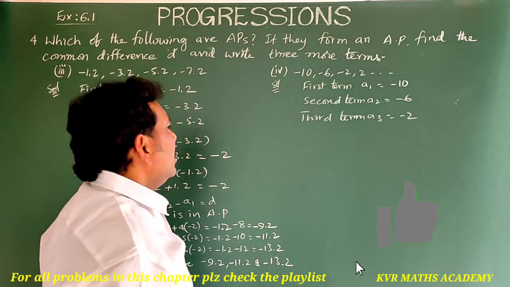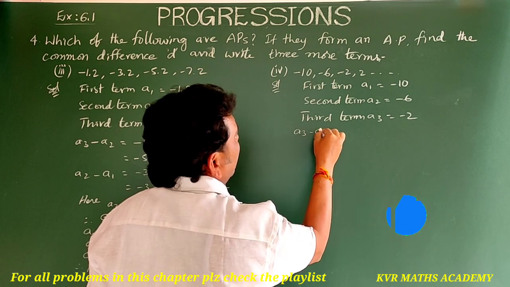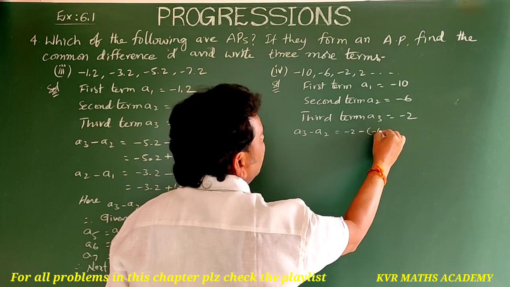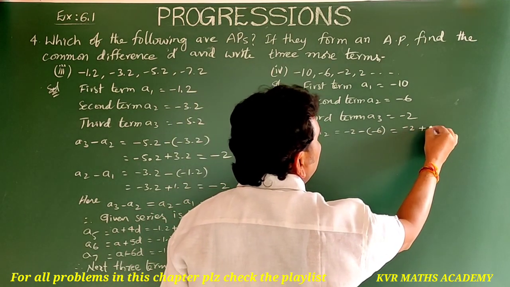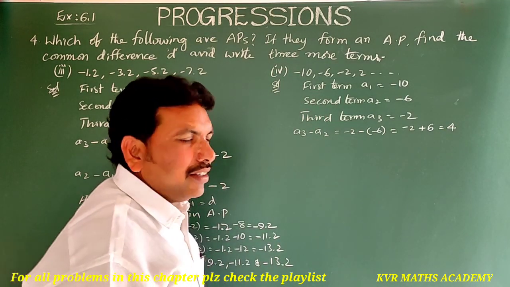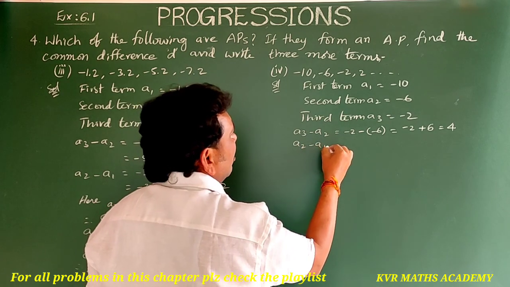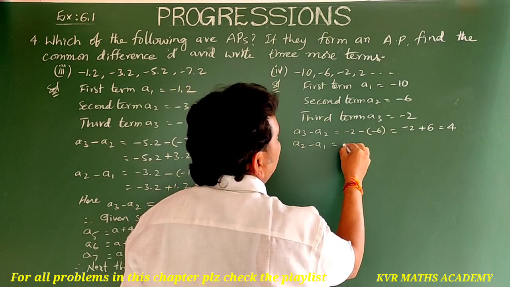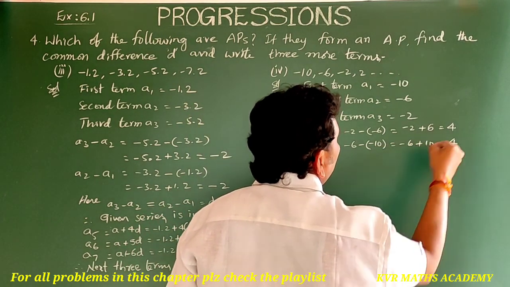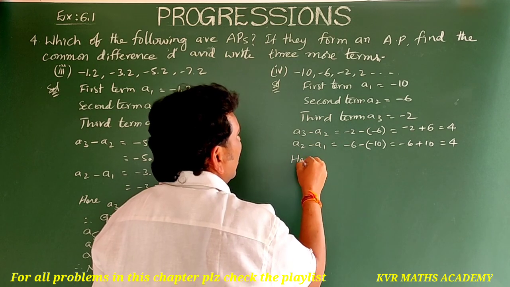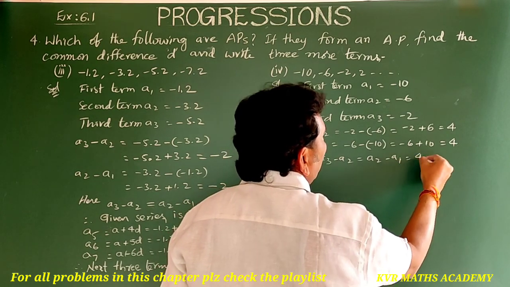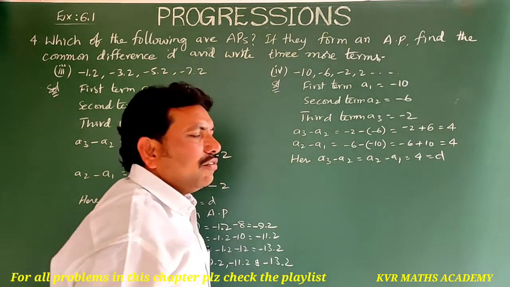Right, let us find a3 minus a2. a3 minus a2 is equal to how much? Minus 2 minus of minus 6. That is minus 2 plus 6, that is equal to 4. Next, a2 minus a1. a2 is how much? Minus 6 minus 10, that is minus 6 plus 10, that is equal to 4. Therefore, here a3 minus a2 is equal to a2 minus a1, that is equal to 4. This is d only. d is equal to 4 has come.